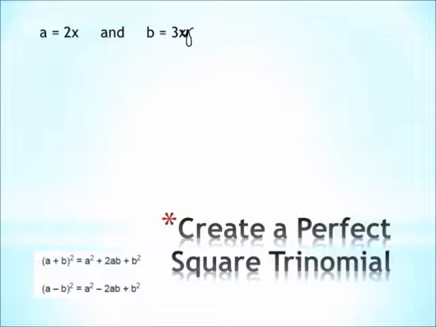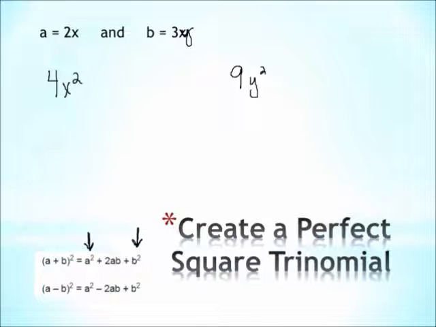So we have 2x and 3y. If this is the case, we're going to first of all square the 2x, and we get 4x squared. So that's going to give us that first initial term. We're going to take the b, which is 3y, and square that, which is 9y squared. And that actually gives us our last term.